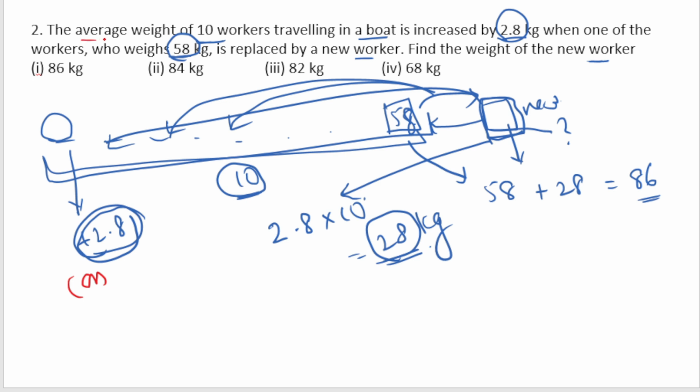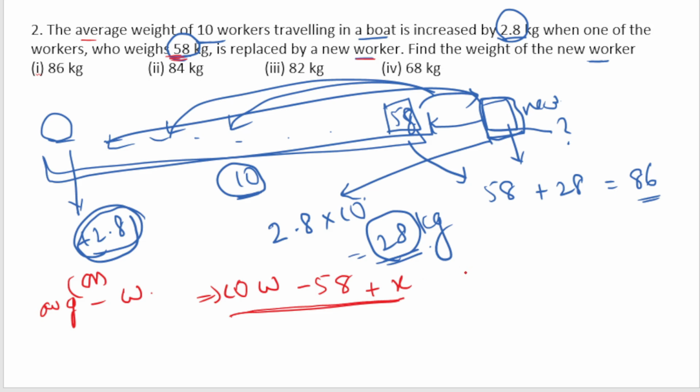Or we can do this in another method also. First, we will assume the average weight of 10 workers is W. The average weight of 10 workers is W. So, what is the total weight of the 10 workers? It is 10W. So, a person who weighs 58 kg left the group. So, we will subtract 58 kg and add a new worker. And we will assume the weight of the new worker is X and he joined the group. Okay, this is the total weight of the new group.